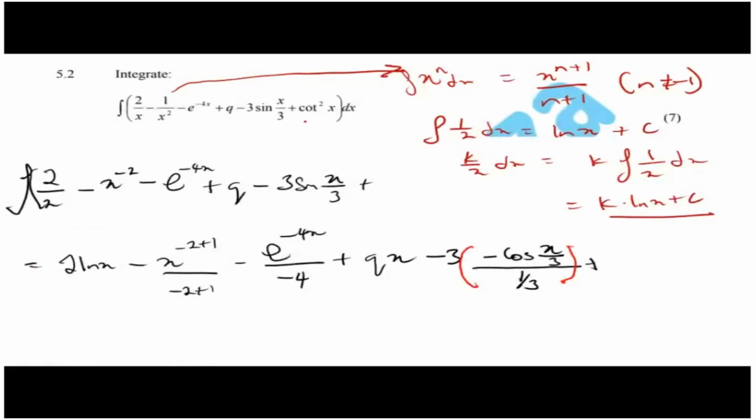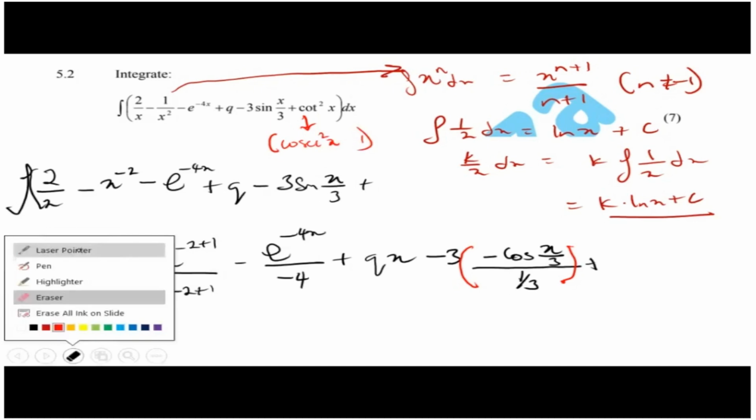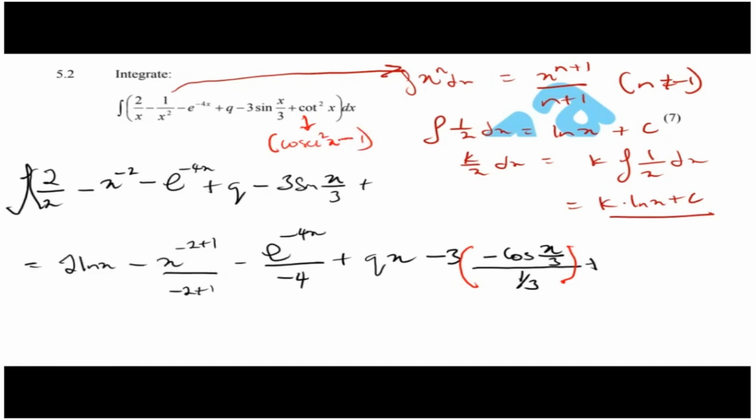Now, for this one, how do you integrate it? You use your identities. What's the identity for cot squared? The identity for cot squared is cosec squared minus 1. There's the integral of cosec squared, not cot squared. So you're supposed to use that identity here.